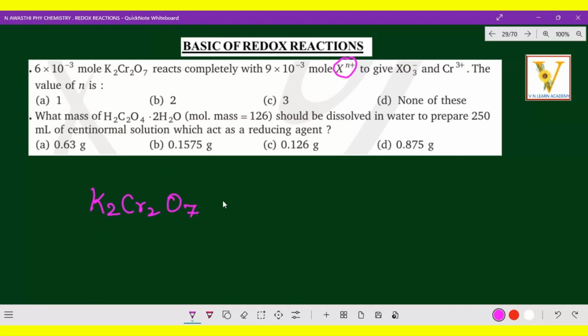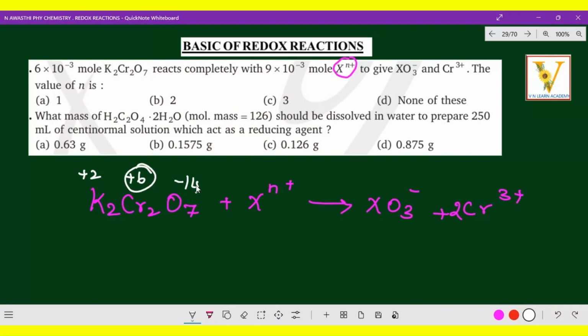K2Cr2O7 plus X to the power n plus. Now you are getting XO3 minus plus Cr3 plus actually. So for Cr, here you will get 2. Now let us check the oxidation state. Here minus 14, this is plus 2 plus 1 on this, so here 2. So altogether here we get plus 6 oxidation state.